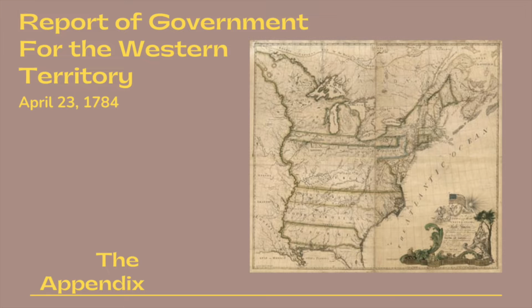Today's primary source, Report of Government for the Western Territories, April 23, 1784. Shortly after Virginia's cession of Western lands had been formally completed, Jefferson introduced to Congress a plan for the organization of government in the Western Territory. The central plan contained two important provisions that were not finally incorporated in the Act of April 23rd.